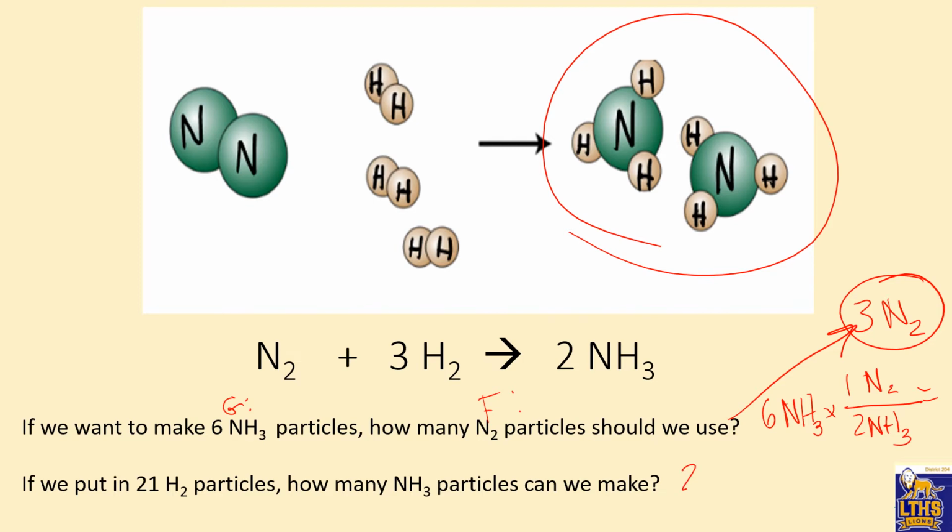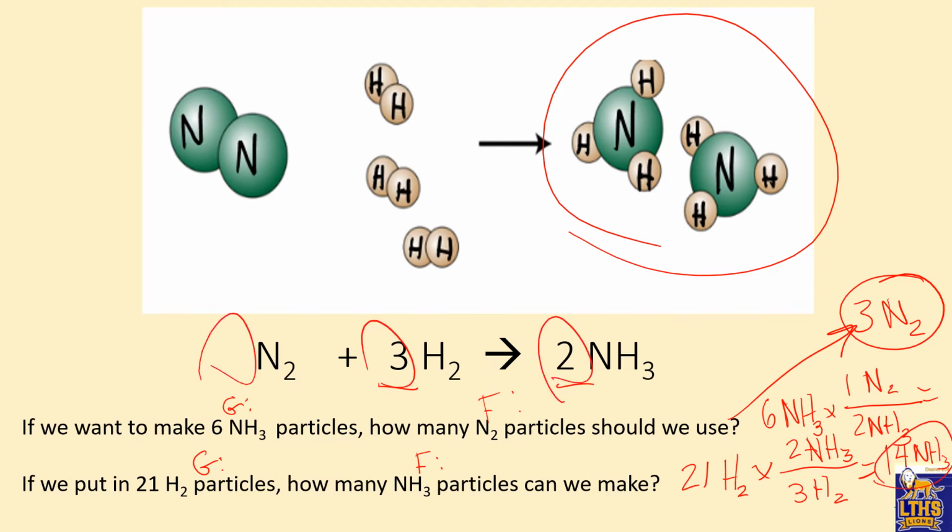If we put in 21 particles of H2, that's what we're given, we want to know what we're trying to find: how many NH3 particles. There are 3 H2 for every 2 NH3. All I did was use these numbers here, and I find out that I would get 14 NH3 to come out. So we're using these coefficients as ratios, and that's for particles.